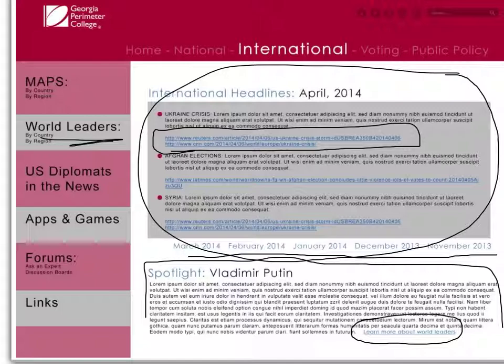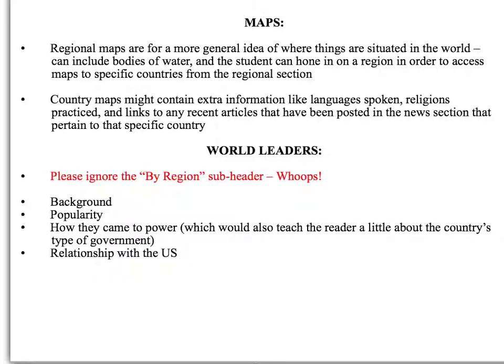All right, and in the sidebar, the first section on the sidebar is maps. I thought you could have regional maps for the noobs, people who really don't know what's going on. They can go and check it out and sort of get an idea of where everything is situated and then hone in from there.